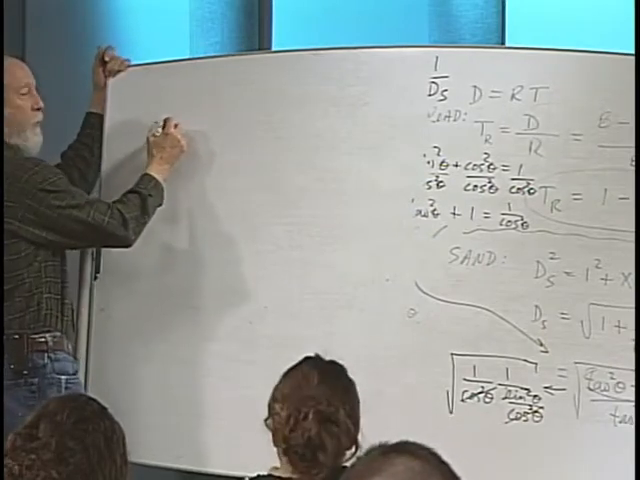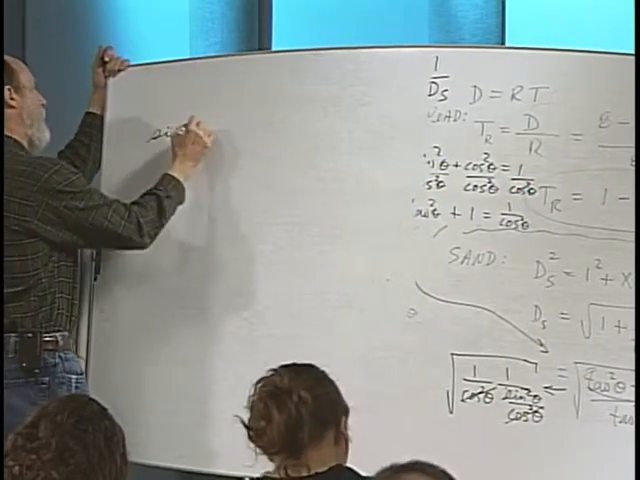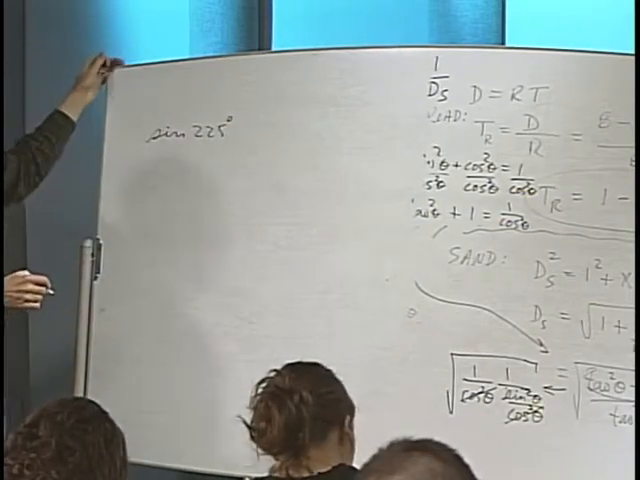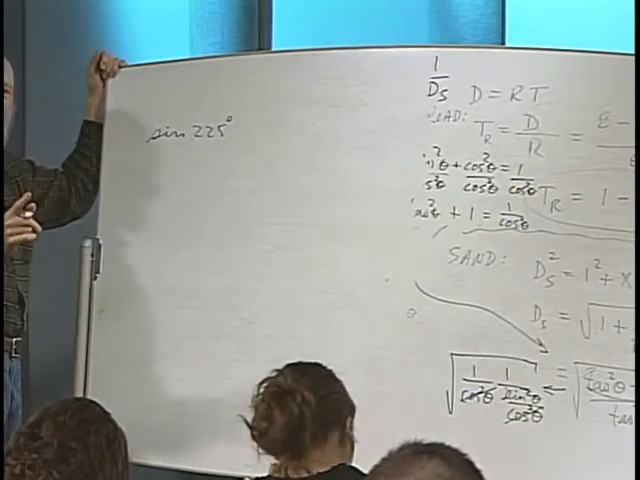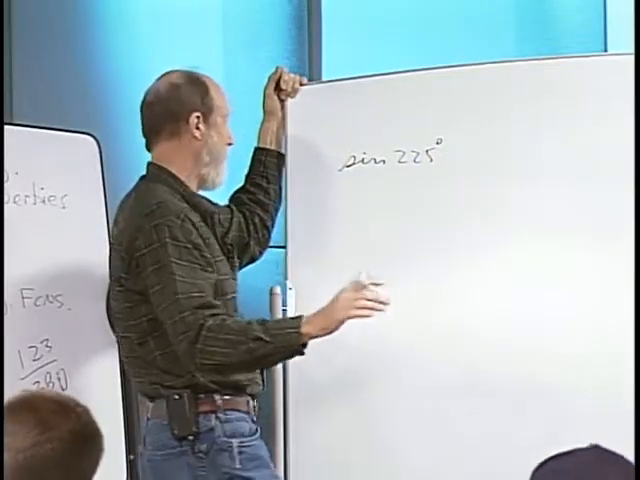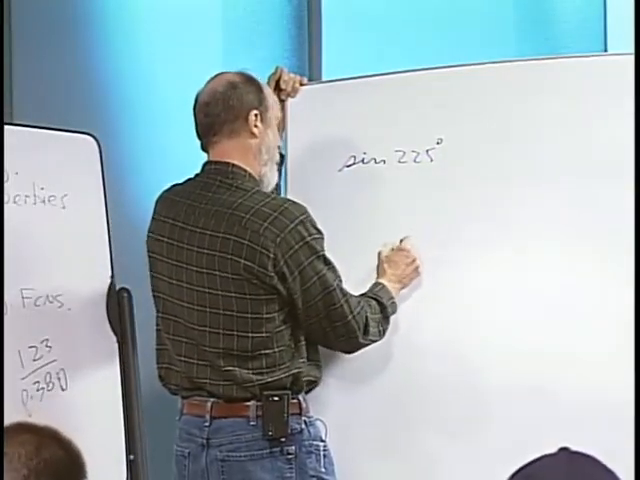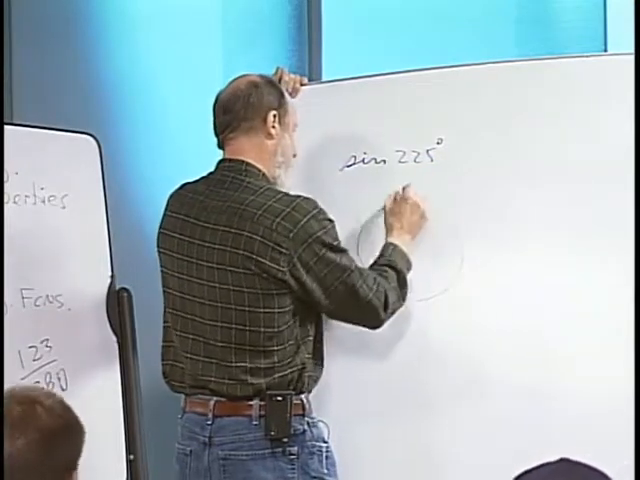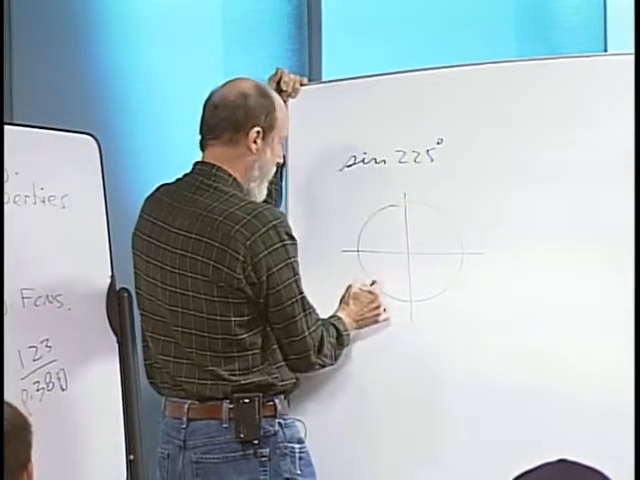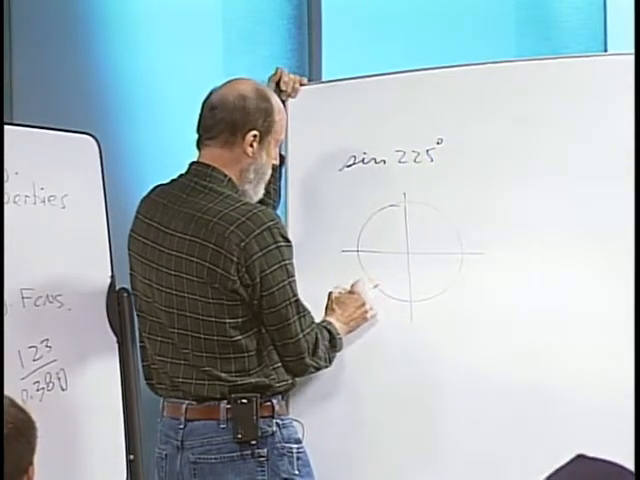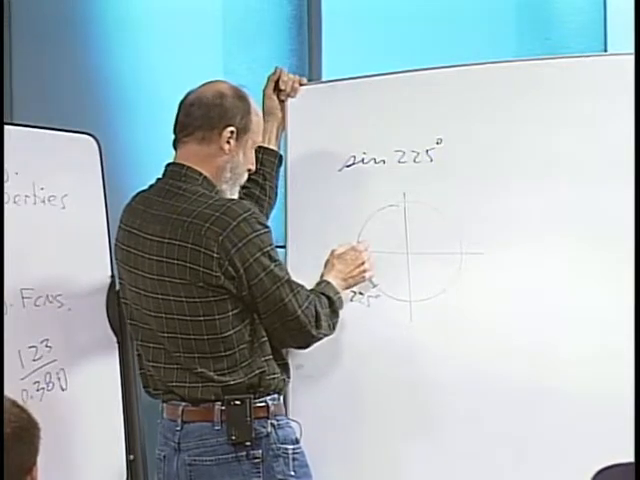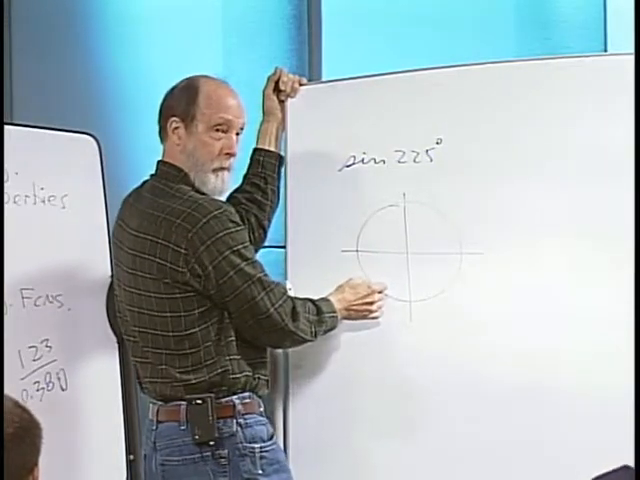Very quick, brief practice on this. Let's say I was interested in the sine of 225 degrees. What you should be able to do now is not touch your calculator and not look at any notes. Imagine your unit circle. You know that 225 is 180 degrees plus 45.